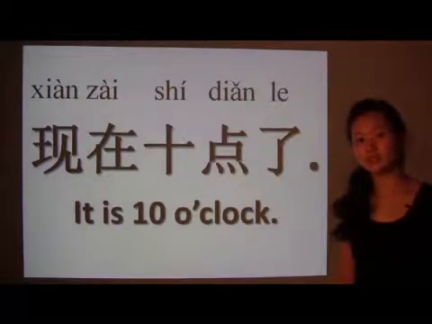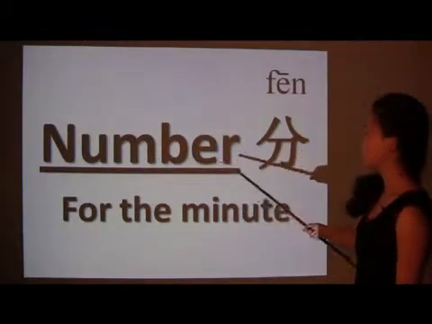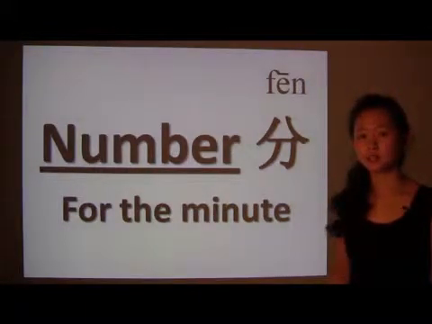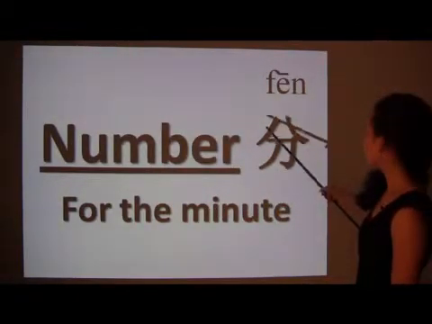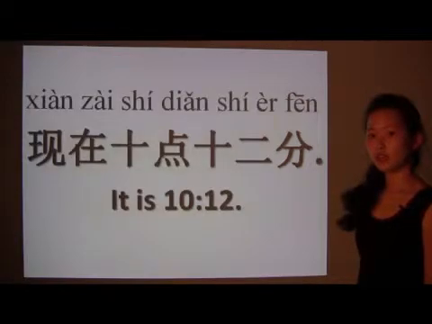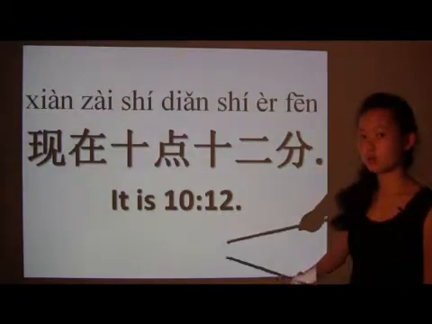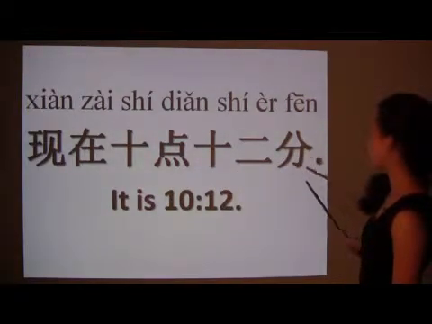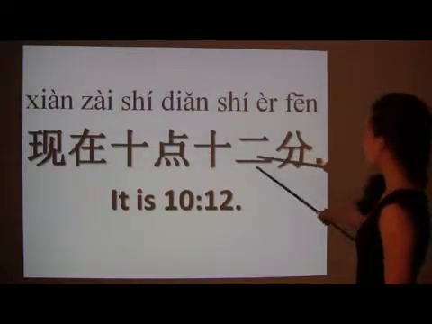Well, what happens if it's not on the dot hour? What if you have minutes in there? That's where a number 1 through 59, because you wouldn't say 1 hour and 60 minutes, you just say 2 hours. So, number 1 through 59, and then the word 分, 分, 分, and that refers to the minutes. If you put it together, if you say it is 10:12, 10 hours and 12 minutes. 现在10点12分. 10 hours, 10点, the minutes, 12分.